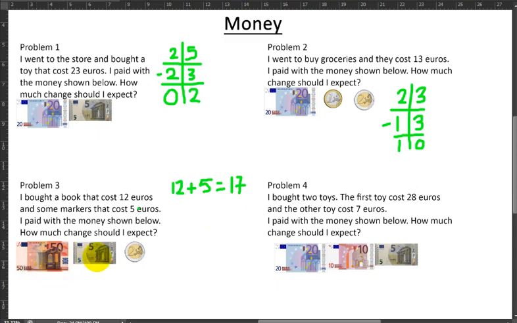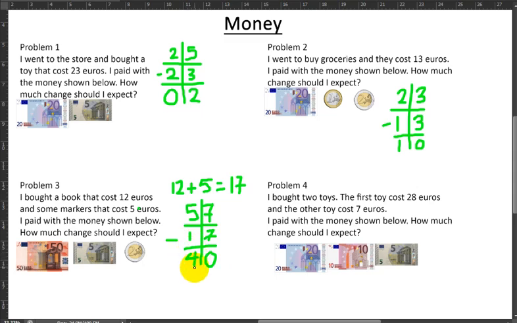And I paid with a 50, a 5, and a 2. 50 and 5 makes 55, and another 2 makes 56, 57. So now I need to do 57, take away, let's make the shape, sorry about that, take away 17. And I'd say 7 take away 7 makes 0. 5 take away 1 makes 4.